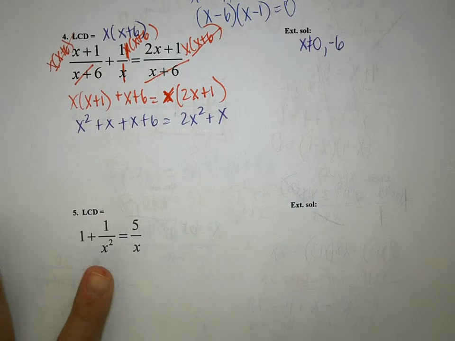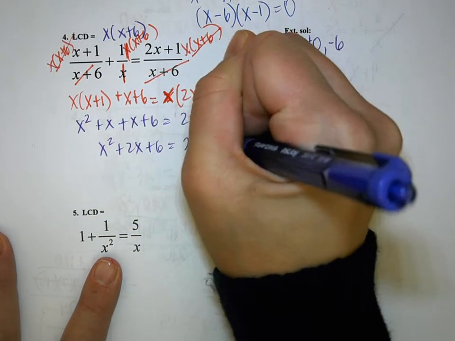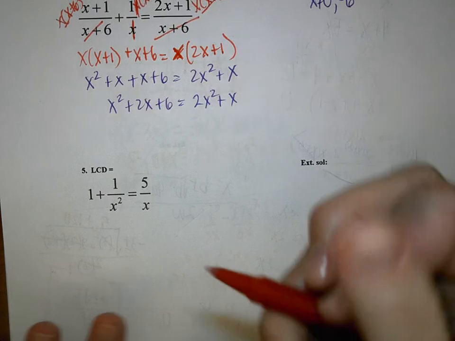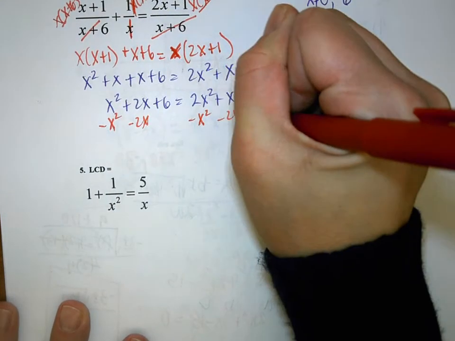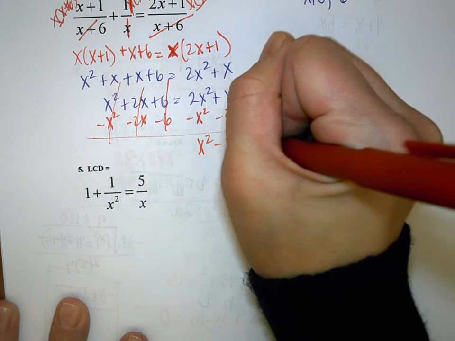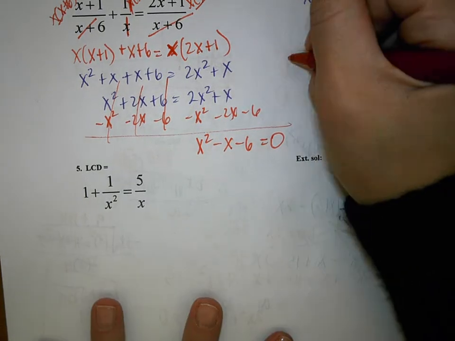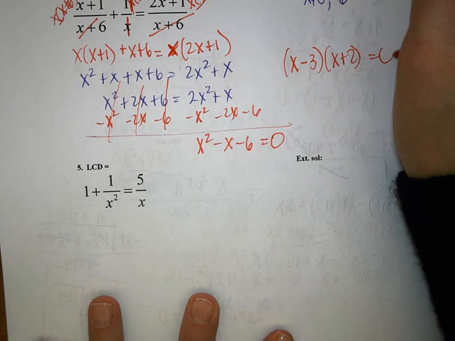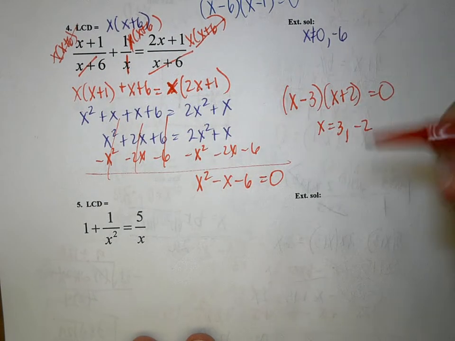I combine my like terms. I have x squared plus 2x plus 6 equals 2x squared plus x. I'm going to move everything to the right to keep my highest exponent positive. I subtract x squared, subtract 2x, subtract 6. These cancel, cancel, cancel. x squared minus x minus 6 equals 0. What multiplies to be negative 6 and adds to be negative 1? A negative 3 and a positive 2. When you set those equal to 0, you get x equals 3 and negative 2. They do not match my extraneous solutions, so those are my answers.